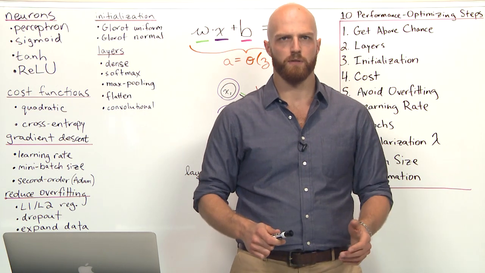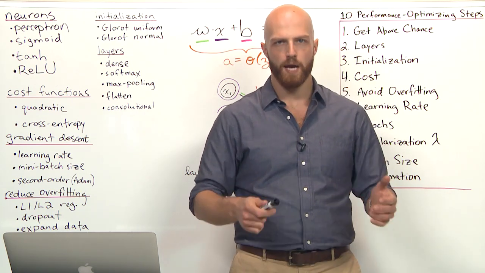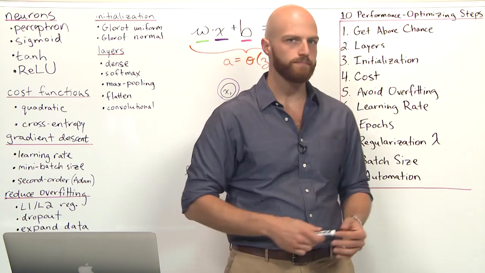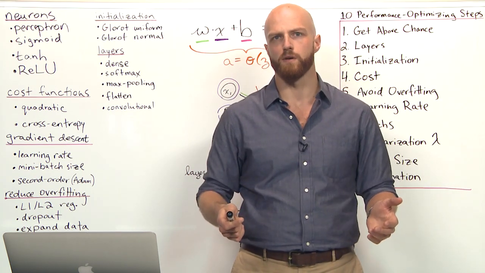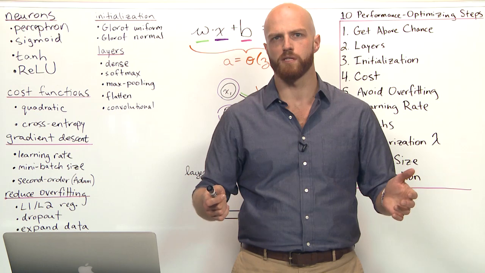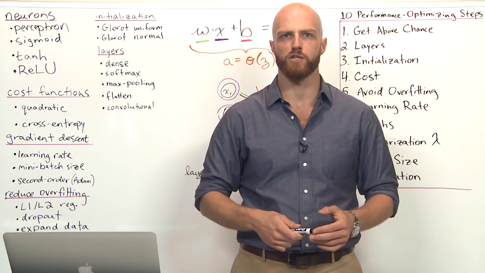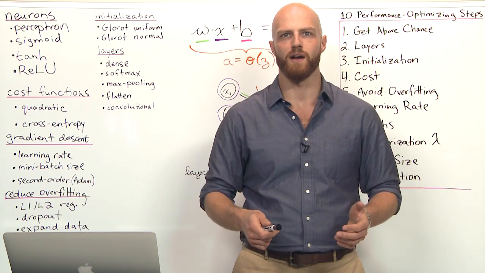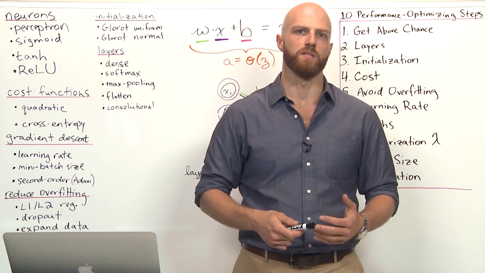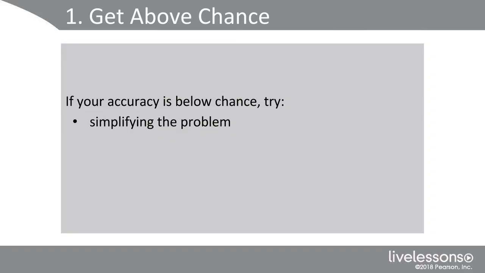So the first thing that we need to do is obtain above chance learning. If you don't have above chance learning, so with the 10 MNIST digits, if you're not getting above 10% classification accuracy, it's going to be tough to figure out how to make any improvements in your model. So if you're performing below chance or at chance, a good first step is to simplify the problem. So for example, with the MNIST digits, you might want to strip away 8 of the categories and just work on distinguishing zeros from ones.